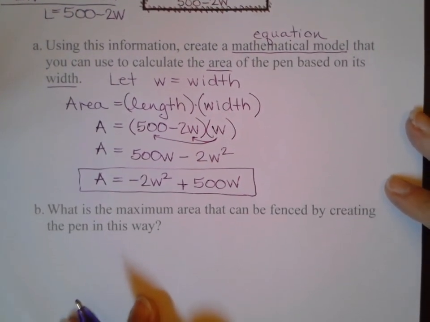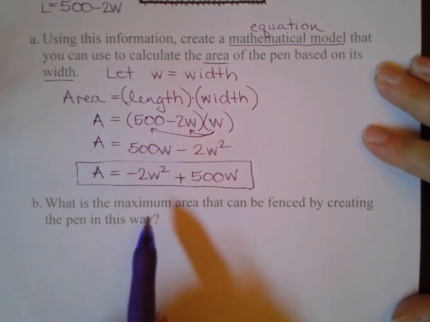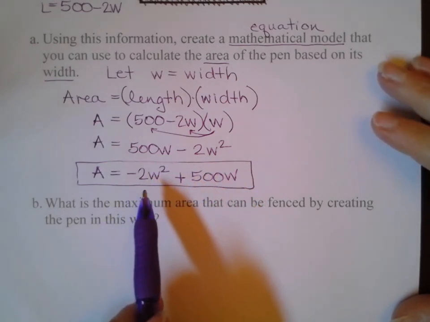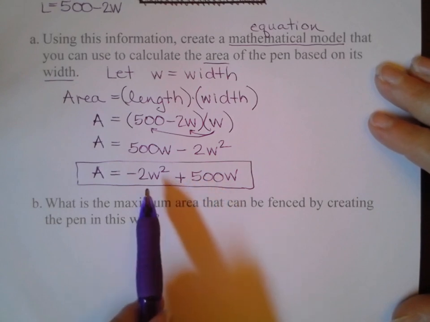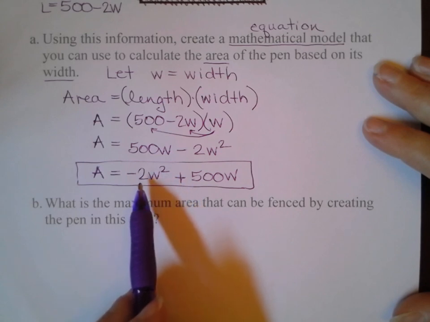All right, so that was the first part of this question. The second part says, what is the maximum area that can be fenced by creating the pen in this way? Now we're taking this a little farther. Let's think about this relationship. I don't have to graph this per se, but think about what the graph shape would look like. How are the width and the area related? Because I have a W squared here, there's a parabola going on. In front of the W squared is a negative 2, so is my parabola opening up or opening down?